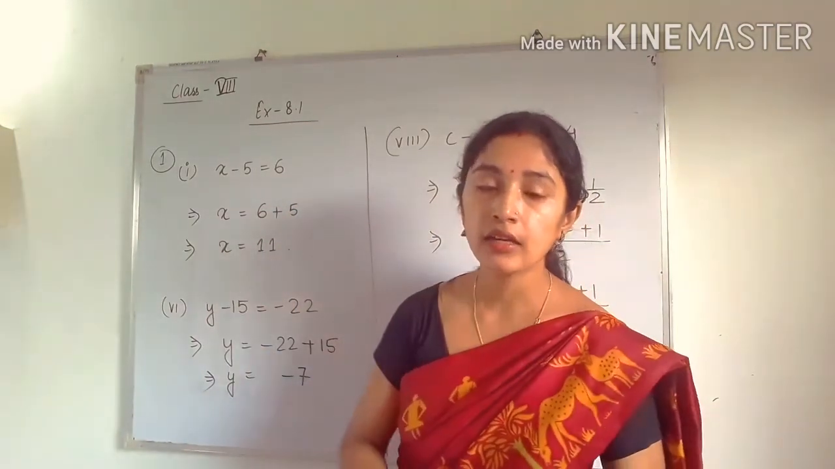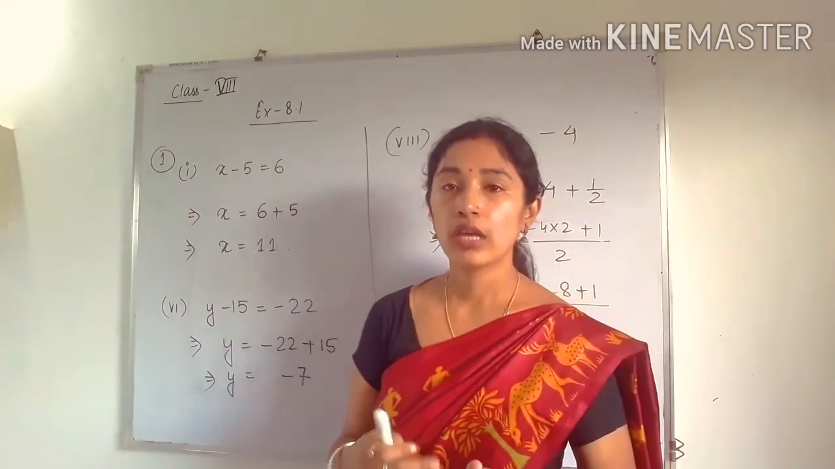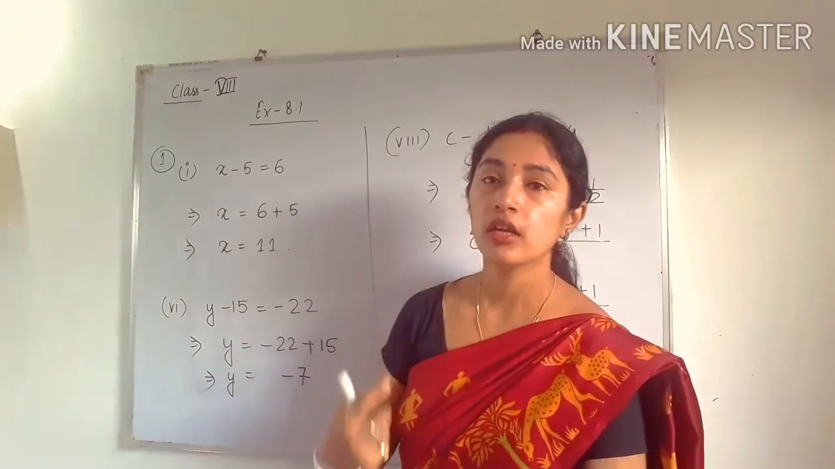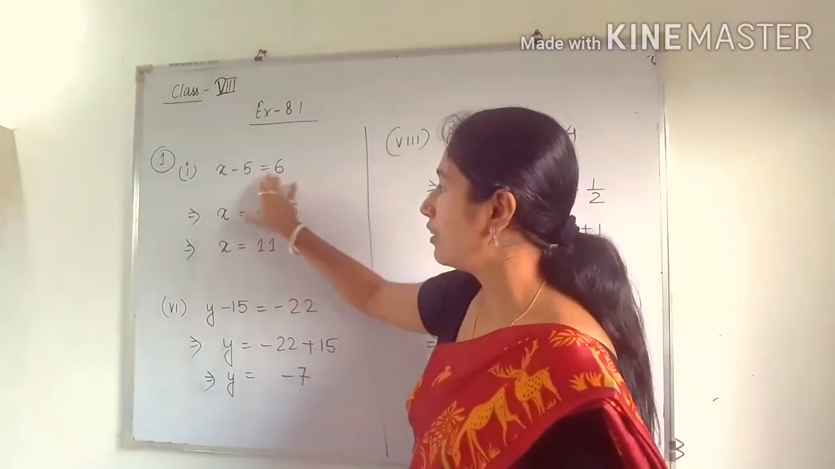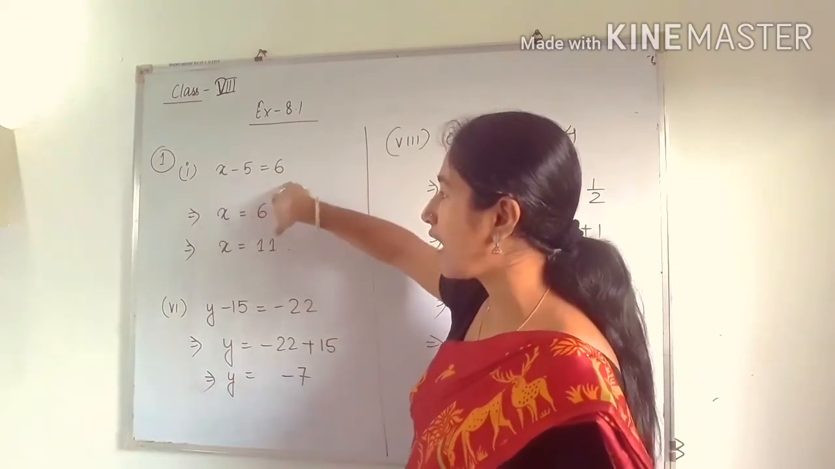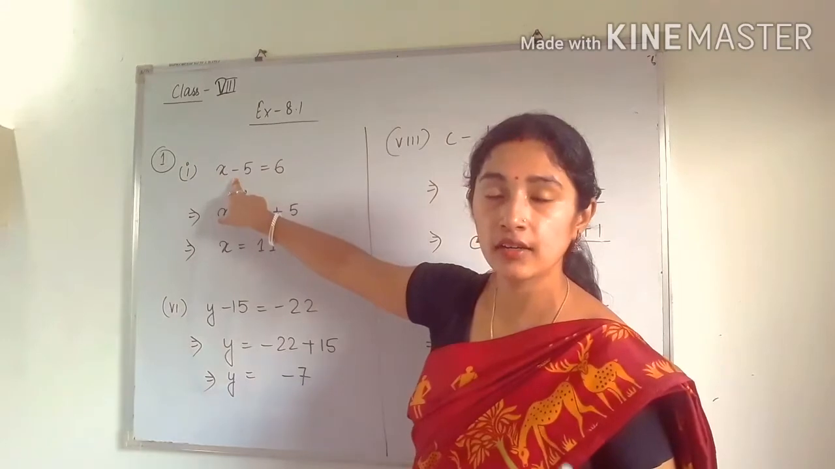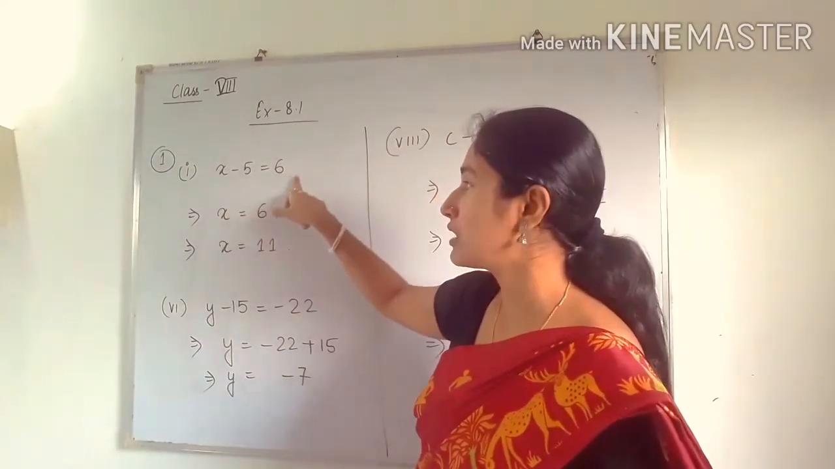Okay, and here nothing is written that you have to solve using this method or that method, so you can use this one. Okay, and one more thing you can use, which we have already done in class 7, that we can add 5 to both sides. If we add 5 to both sides, what will happen? Minus 5 plus 5 will get cancelled, or you can say it will become 0, and 5 is added to 6.